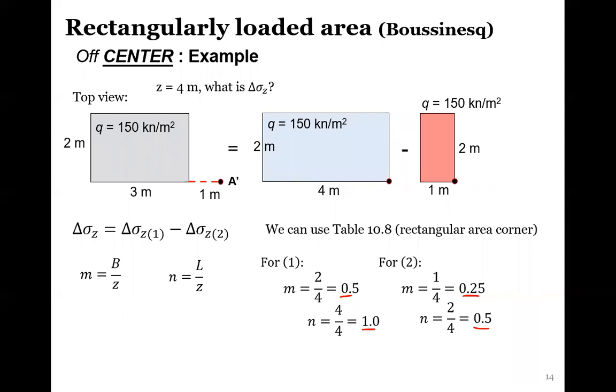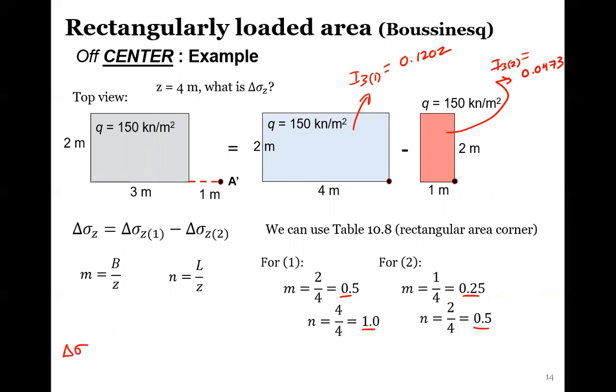What were our I values again? We had, this one was our I3,1 equal to 0.1202. And then this one, our I3,2 was equal to 0.0473.